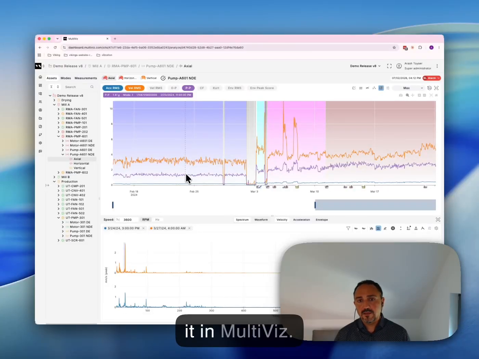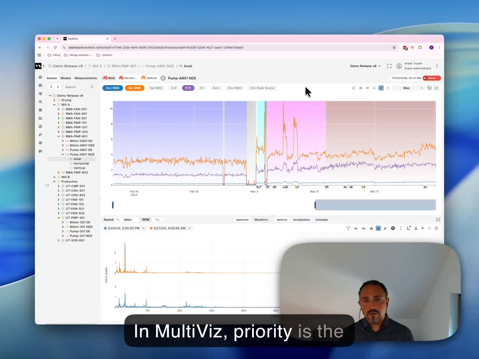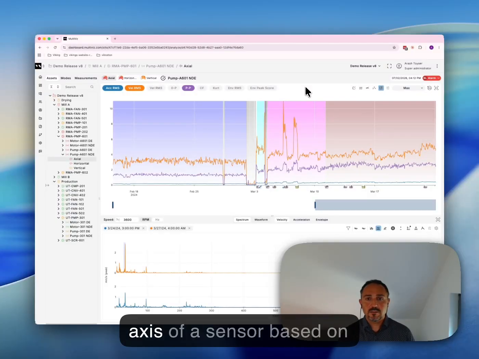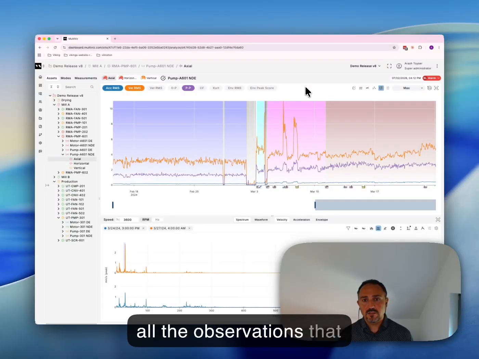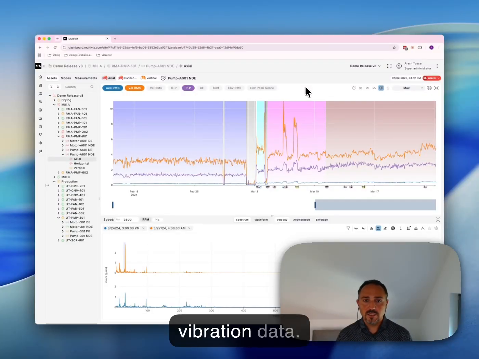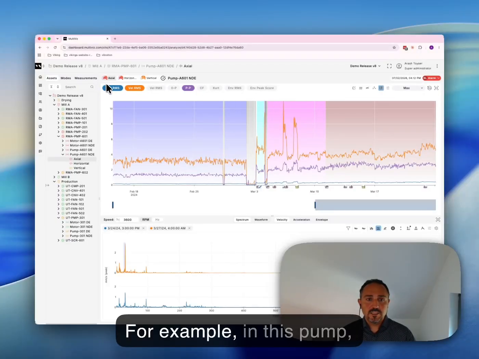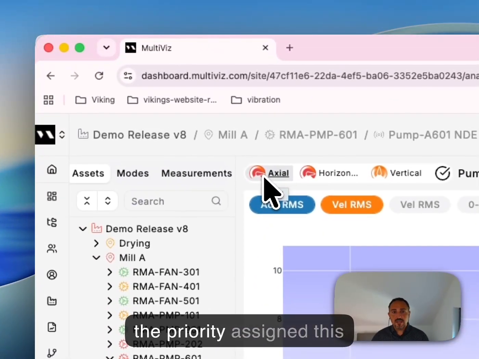This is not how we handle it in MultiViz. In MultiViz, priority is a total score we assign to an axis of a sensor based on all the observations MultiViz makes about the vibration data. For example, in this pump, the priority assigned to this axis is high. And all the reasons can be found in show highlights.